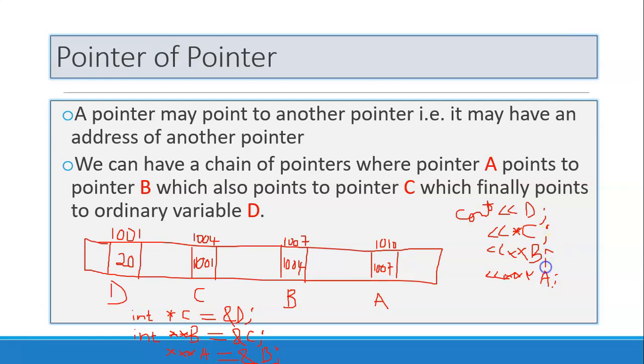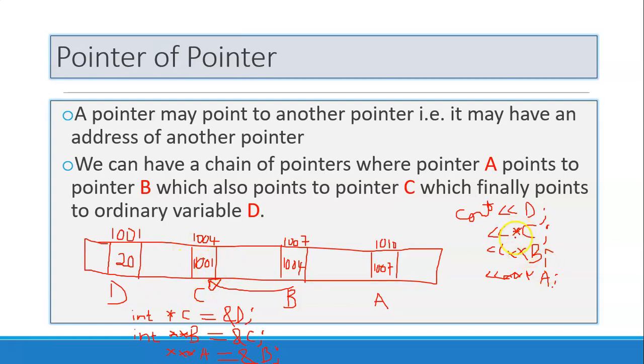So we can access that value using any of that. If, for example, we take this with two asterisks B, what we are trying to do, the first asterisk is going to take us from here to here. So the first asterisk, if we just use the one asterisk, is going to give us the value which is on C, and that is 1001.